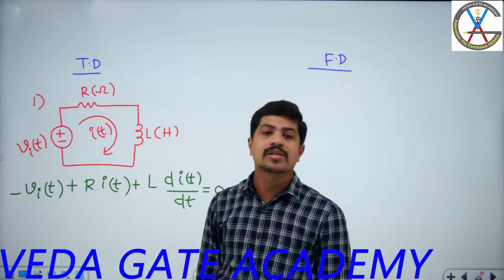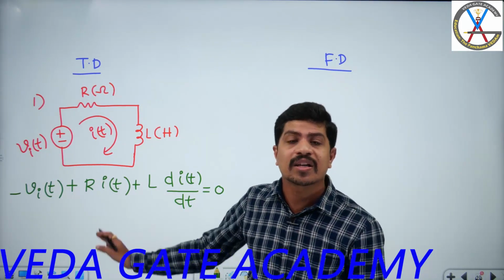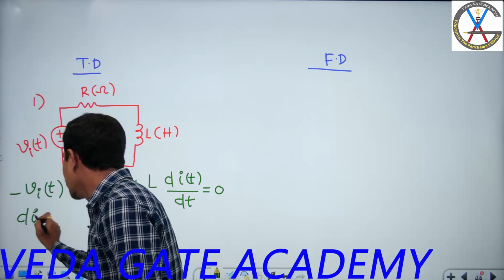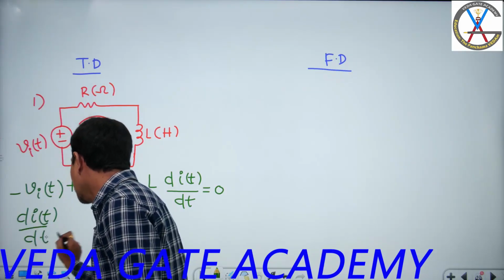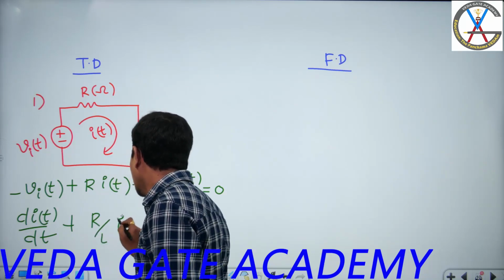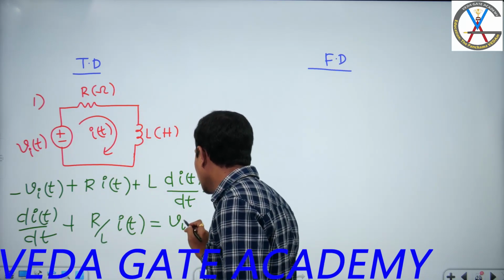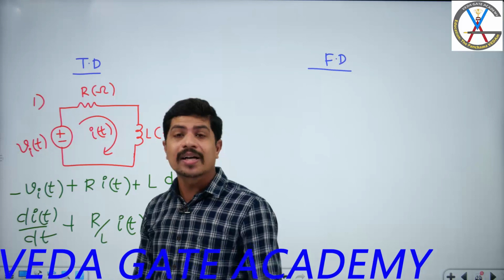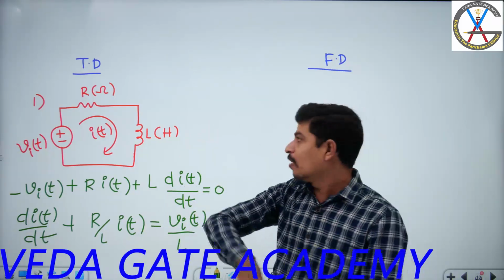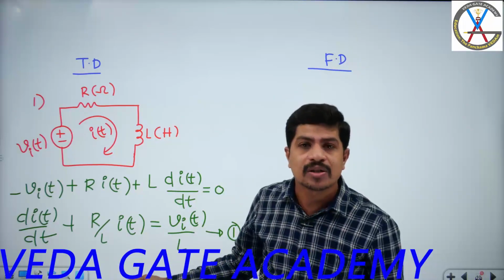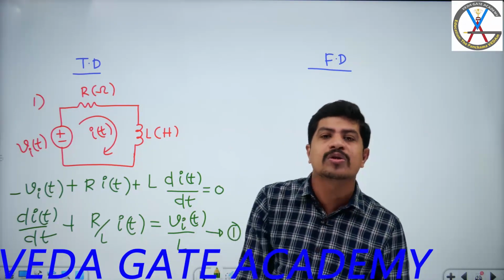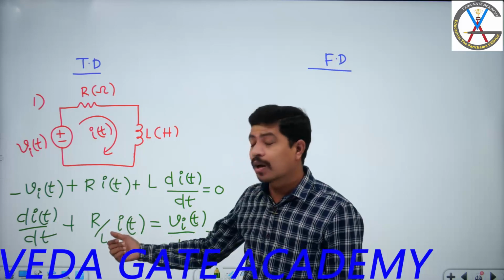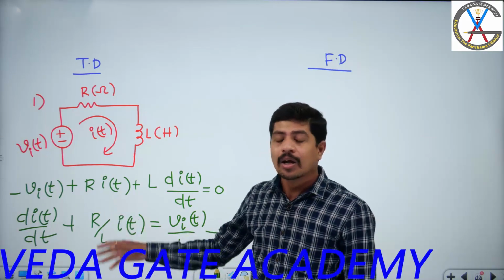What is this equation? This equation is a differential equation. If I rearrange it, di of t by dt plus R by L into I of t is equal to Vi of t by L. Let us call this equation 1. If you want the value of current in the circuit, solve this differential equation. Every differential equation has two solutions: one is the complementary function, another is the particular integral. So you have to solve for the complementary function and particular integral to get this I of t.